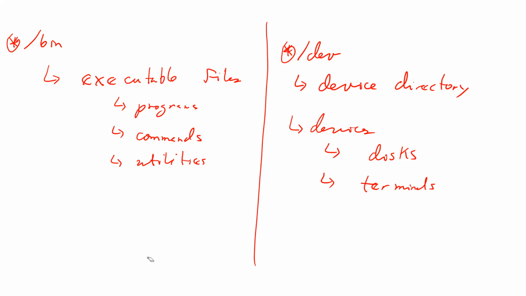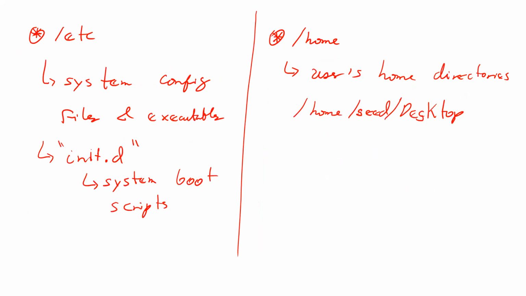The dev, that's for device directory, so devices like disks, terminals, etc., that you can access through there, I should say. The etc, which is system configuration files and executables. You can find something like the initd folder. The initd, traditionally in Unix operating systems, was a place where you stored boot scripts.